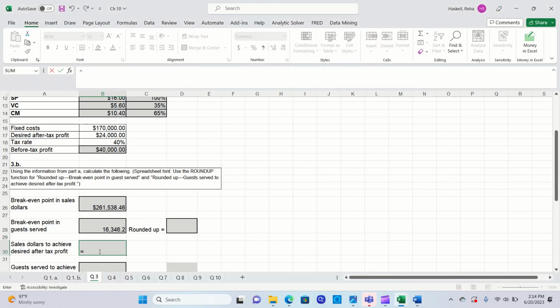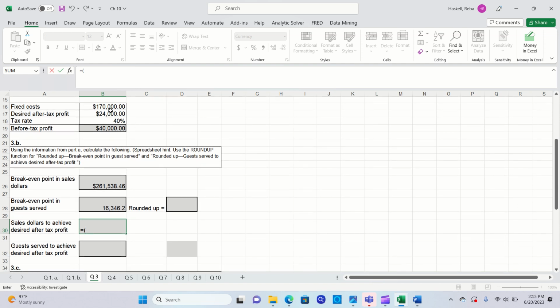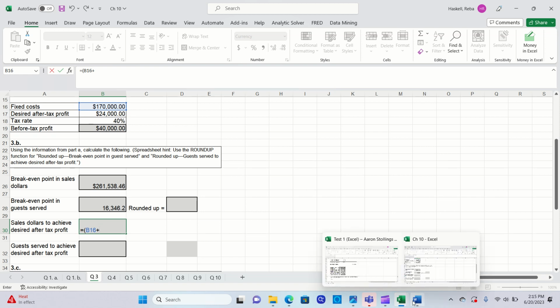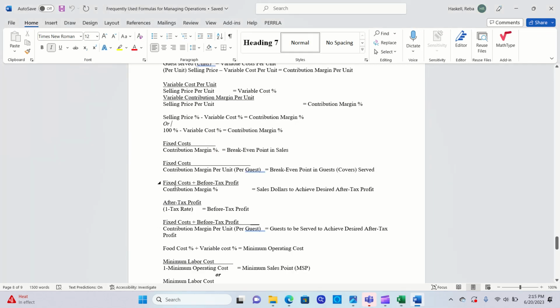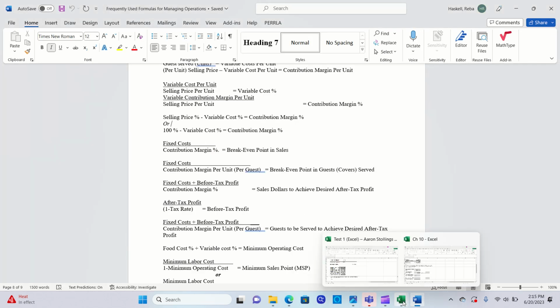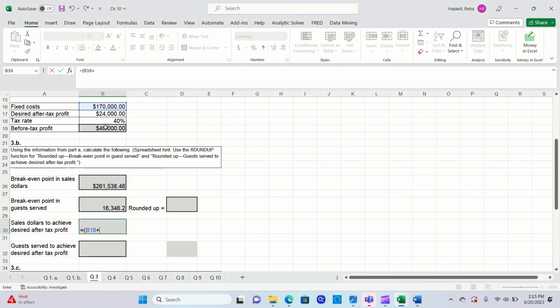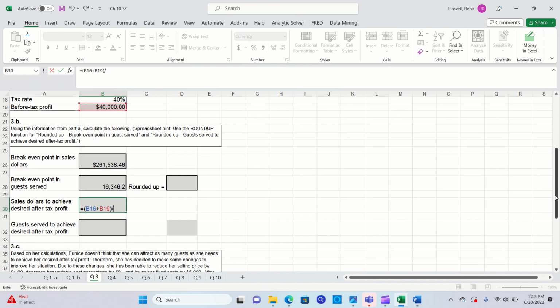All right, so that is our fixed costs plus our before tax profit. And we're going to divide that by our contribution margin percentage.